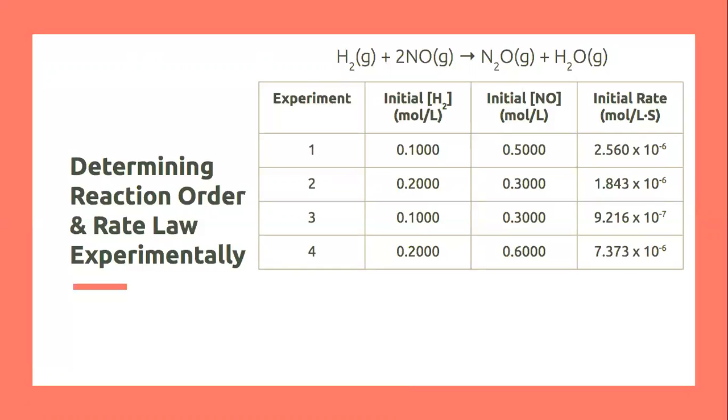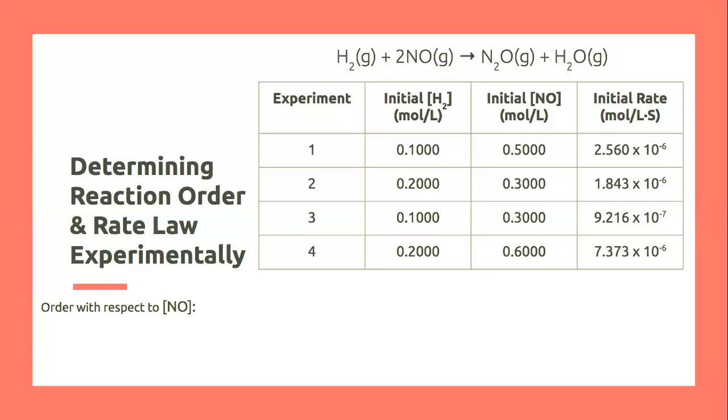So what's the first thing that we're going to do here? Well, let's find the order with respect to NO. Now remember, order has nothing to do with stoichiometric coefficients. We're going to use that formula that we just figured out on the previous slide to figure out the order. Yesterday, we were given a rate law and from that determined the order. This time, we're going to do it with our experimental data.